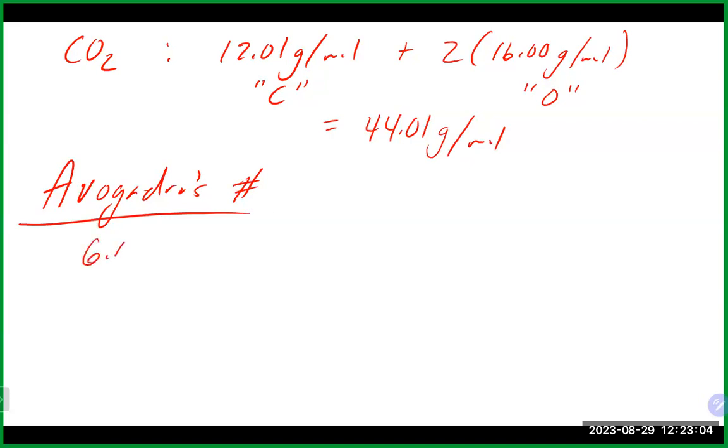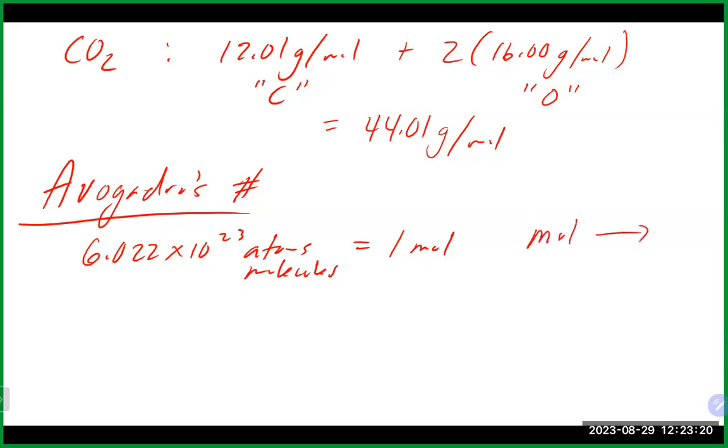That is 6.022 times 10 to the 23. These could be atoms, they could be molecules, they could be pizzas, they could be shoes, whatever they may be. But that is what 1 mole equals, right? So we use this to go from moles to atoms or molecules, or backwards.